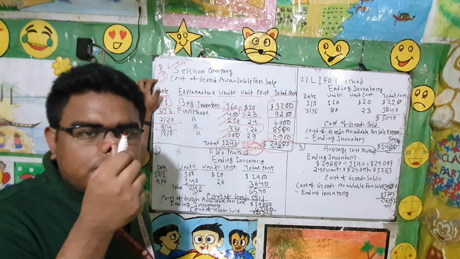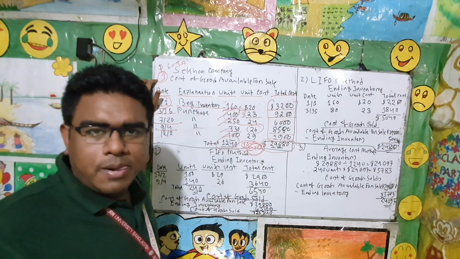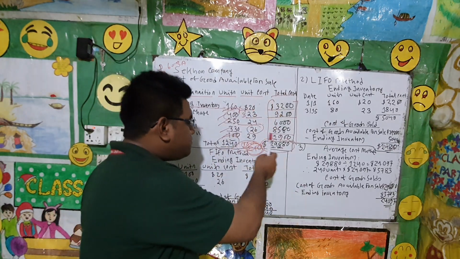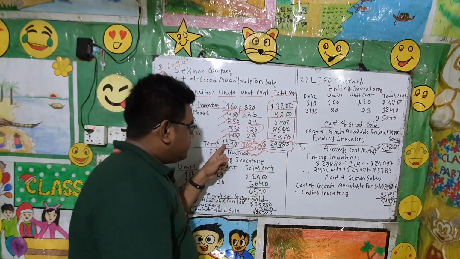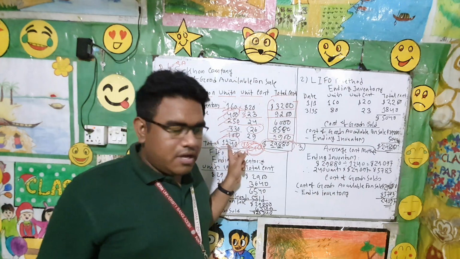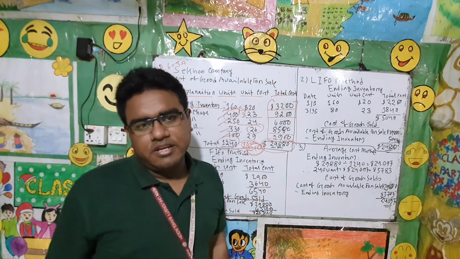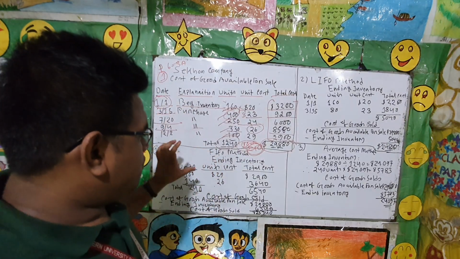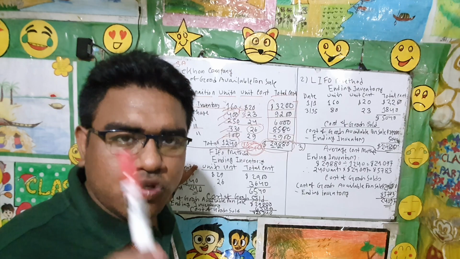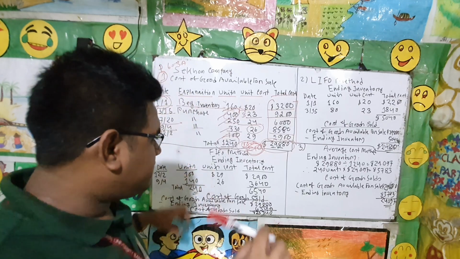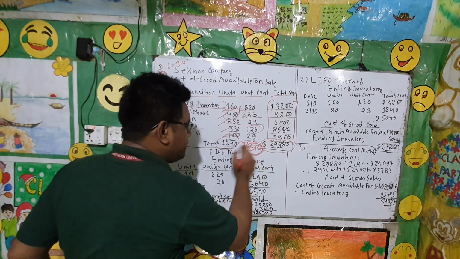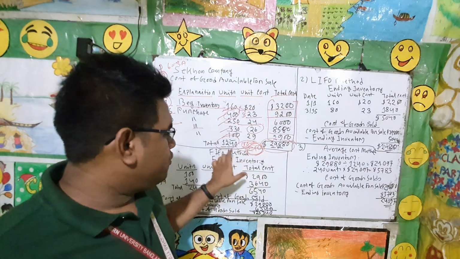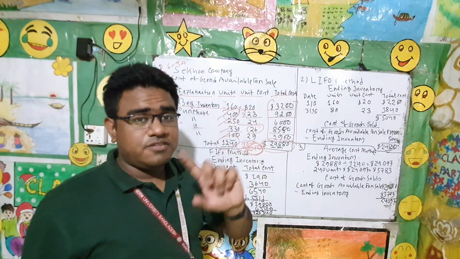Number one requirement, you are asked to show the cost of goods available for sale. So this much goods available, 1240, and the cost is 29,880. Clear? Then we have to show the ending inventory, which means these 240 units cost, from this using FIFO. FIFO means first in, first out.